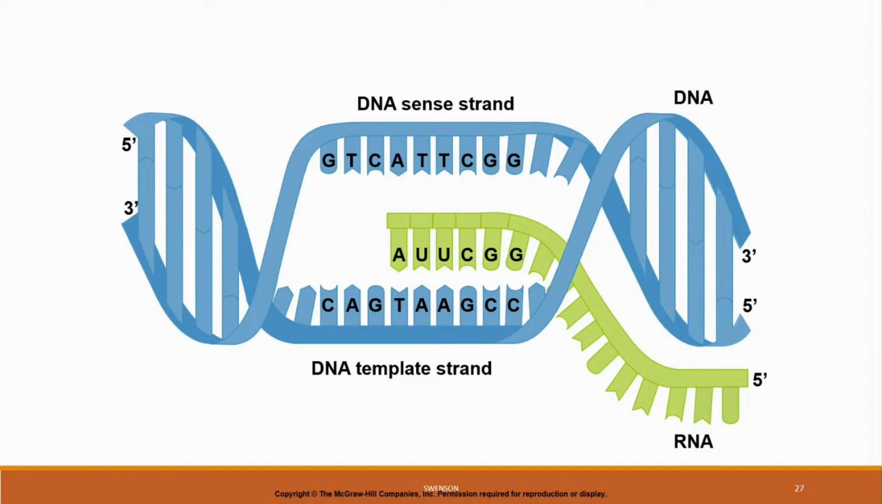In this fashion, anytime RNA polymerase needs to add an adenine, it will do so. Anytime it needs to add a thymine, it will use uracil instead. So we've reached another A, and what would be the corresponding letter? AU.